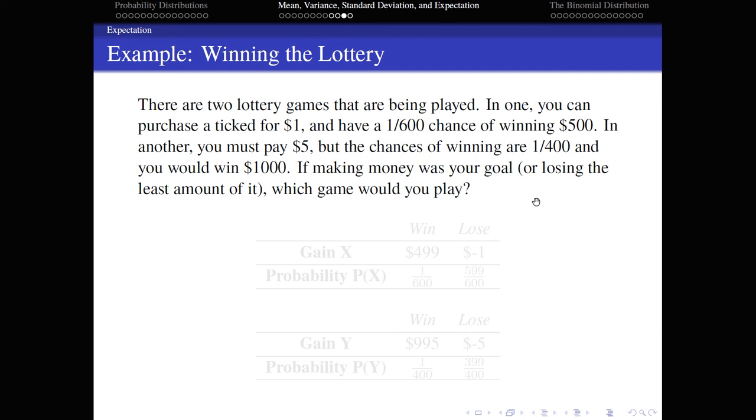Another way that we can look at this is by comparing two different options. So in this case, two lottery games. In the first one, you pay $1 for the ticket. You've got a 1 in 600 chance of winning $500. Okay, that's not bad. In another, you pay $5, so that's a more expensive ticket, but there's a better chance of winning. This one, it's 1 in 600. Here, it's 1 in 400. And you would win $1,000. So go on your own and put together your two expected values tables for these two games.